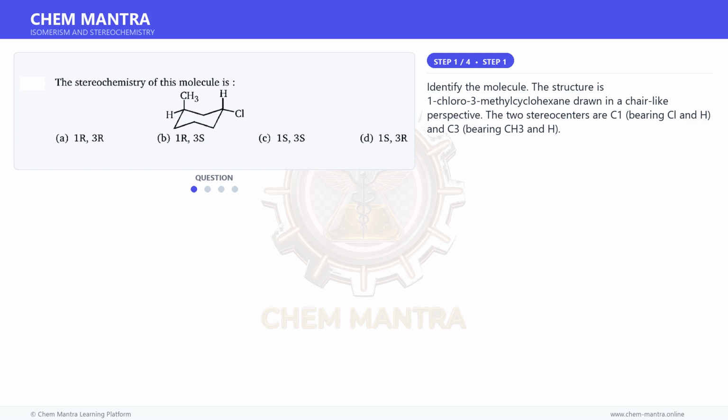Identify the molecule. The structure is 1-chloro-3-methylcyclohexane drawn in a chair-like perspective. The two stereocenters are C1, bearing Cl and H, and C3, bearing CH3 and H.